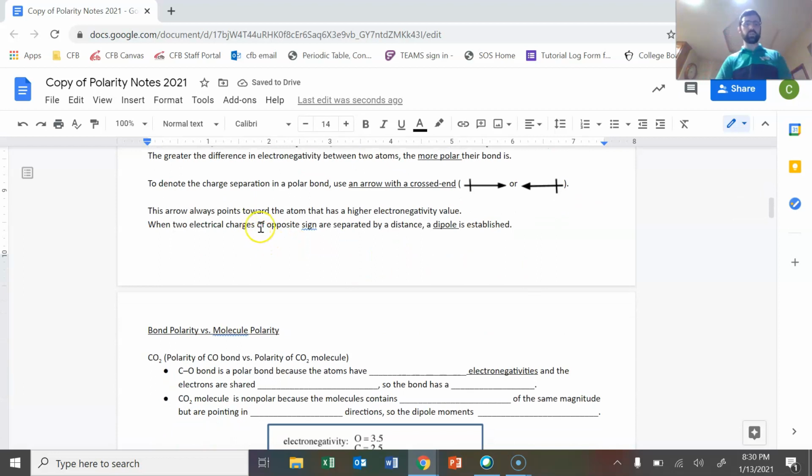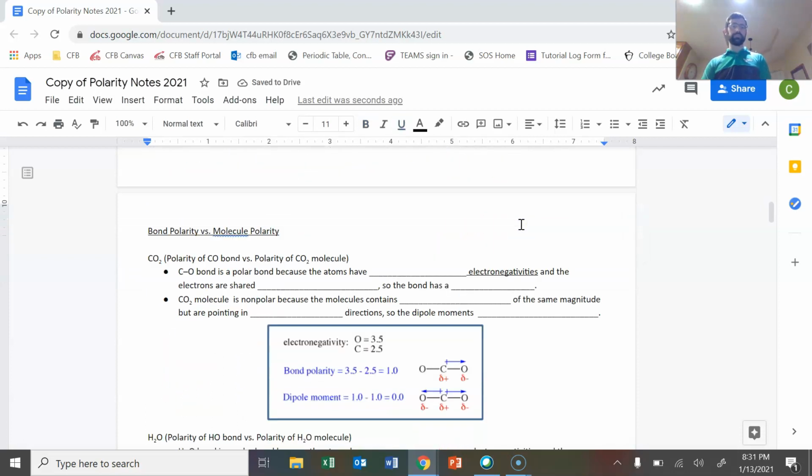Okay, so the arrow always points toward the atom that has the highest electronegativity value, and when two electrical charges of opposite sign are separated by a distance, a dipole is established. You might want to know that word dipole because we're going to refer back to it in the IMF notes.